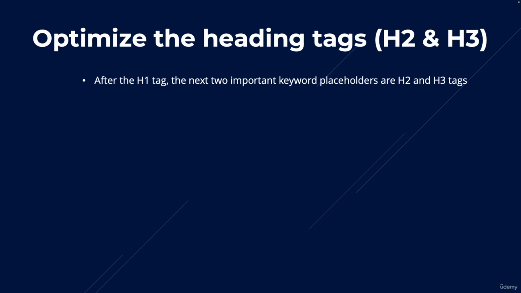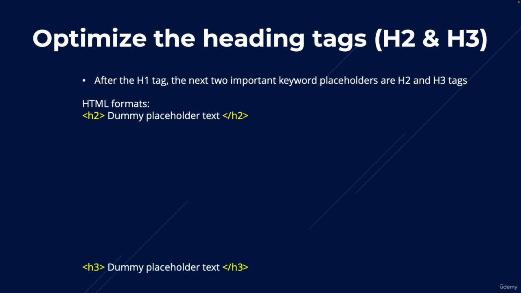After the H1 tag, the next two important keyword placeholders are your H2 and your H3. Your H1 is actually a heading tag as well, but as we classify that as a king, what I'm referring to when I say heading tags is pretty much your H2 tags and below. The HTML format of a H2 tag is literally the same as a H1 and a title tag, only that the text in between the brackets changes to a H2. The same applies again to the H3. It changes to a H3. So hopefully you can see the pattern here.